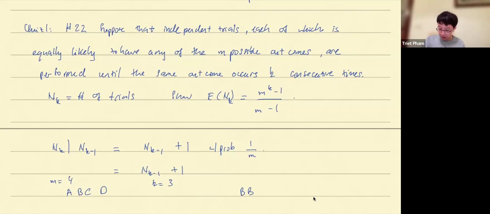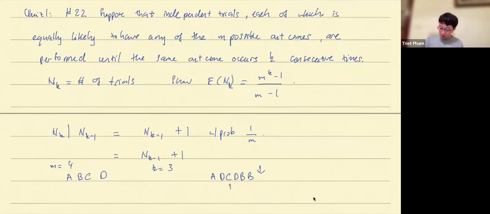So you have something like, I don't know, A, D, C, right? And then let's say D, right? So far nothing has repeated twice. Then the next trial, right? So here, N_{k-1} is equal to 6, right? So for the next trial, it could be a B, right? With probability 1/4. In which case, you'll get 7, right? It'll take you 7 trials to get 3 consecutive times.